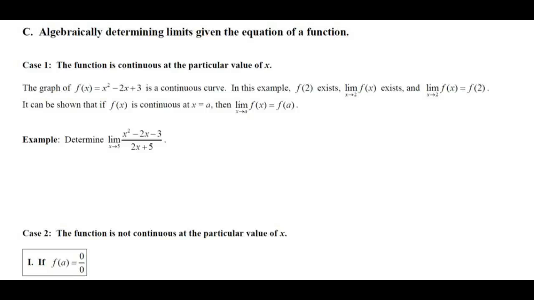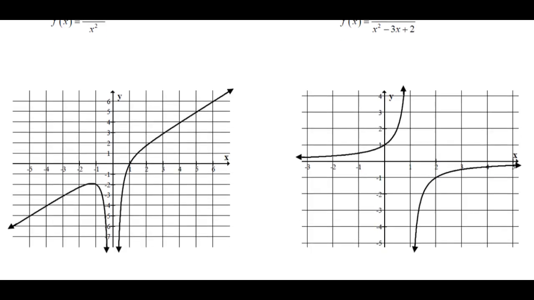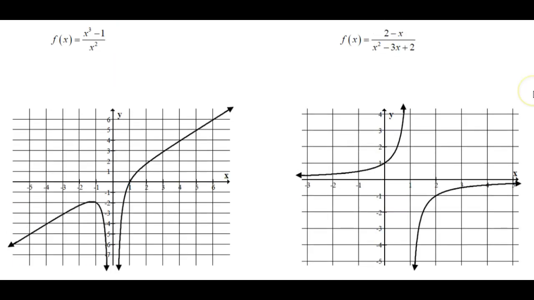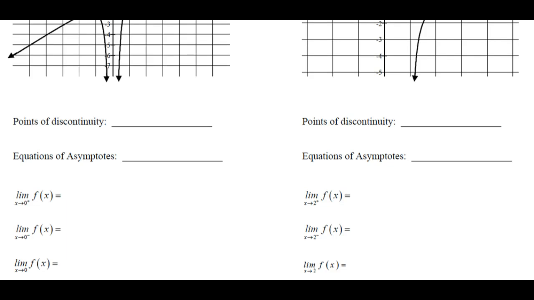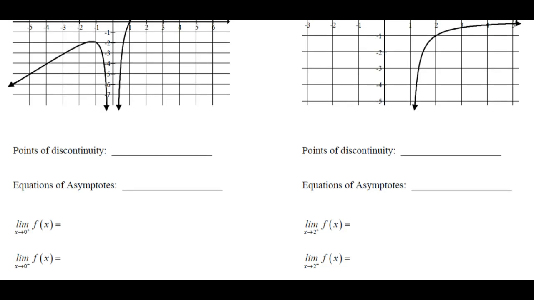I went too far. x cubed minus 1 over x squared. Here's the graph of x cubed minus 1 over x squared. Is there a point of discontinuity? Is there an asymptote? The point of discontinuity? No, none. And the equation of the asymptote, or asymptotes?